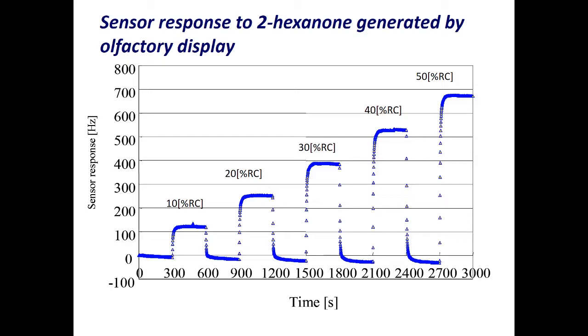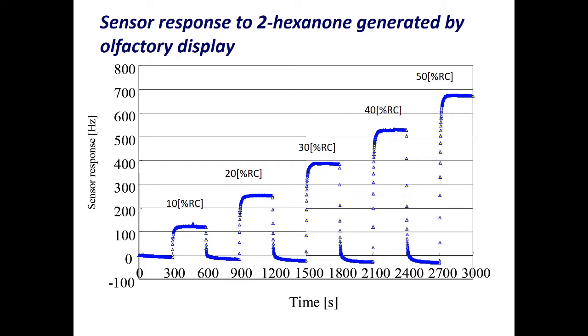And this one is an example of that. In this case, the sample is 2-hexanone, generated by the olfactory display. This is the time axis, and this is the relative response. In this case, it is actually the QCM sensor response.